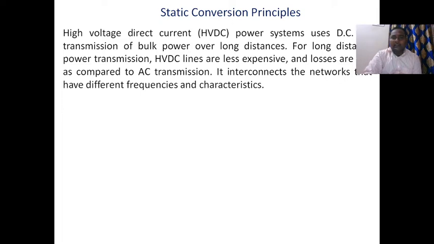Compared to AC transmission, DC transmission has fewer conductors, so automatically the power losses are less. So the HVDC lines are less expensive. Why? HVDC needs only two conductors, one positive and another negative. But in AC transmission, we need three conductors, that is R, Y, B. Whenever the number of conductors decreases, automatically it is an economical aspect.